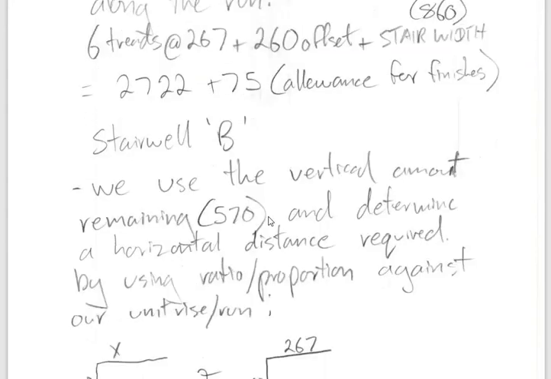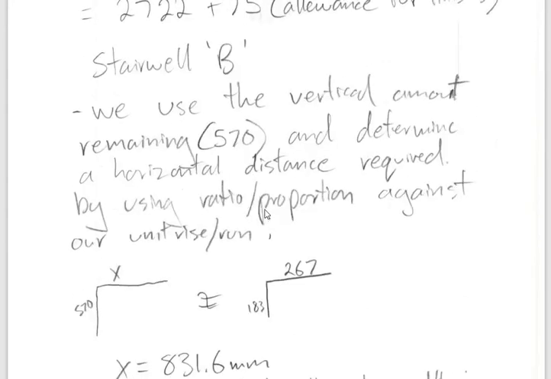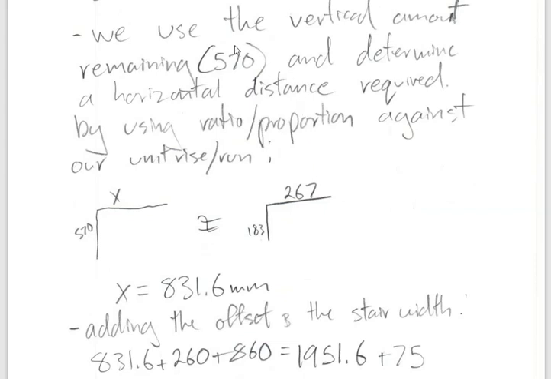Okay, stairwell B. Again, much the same as doing an L-shaped stairwell opening. We are going to use that vertical amount that was left over. I mentioned earlier, it was 570. That's the vertical amount remaining before we meet code, and we are able to frame in above. And we are going to determine a horizontal distance based on a ratio and proportioning against the slope of the stairs, which is the rise and run. This is the unit rise and unit run.